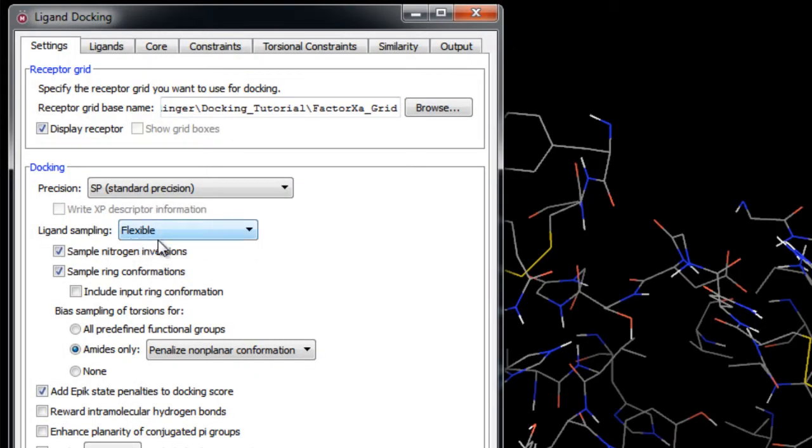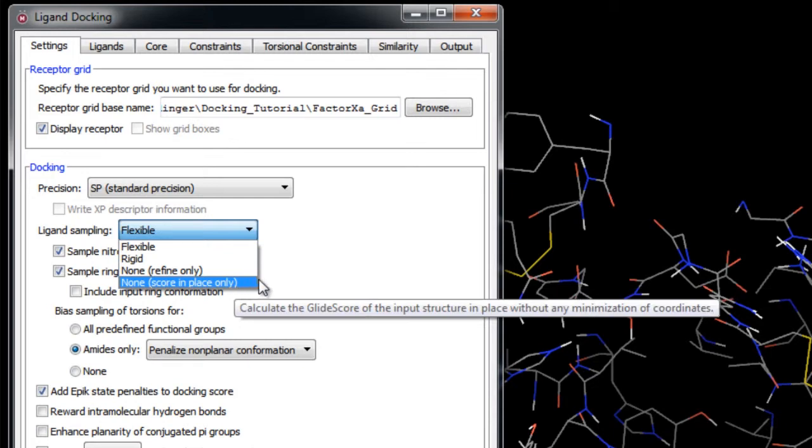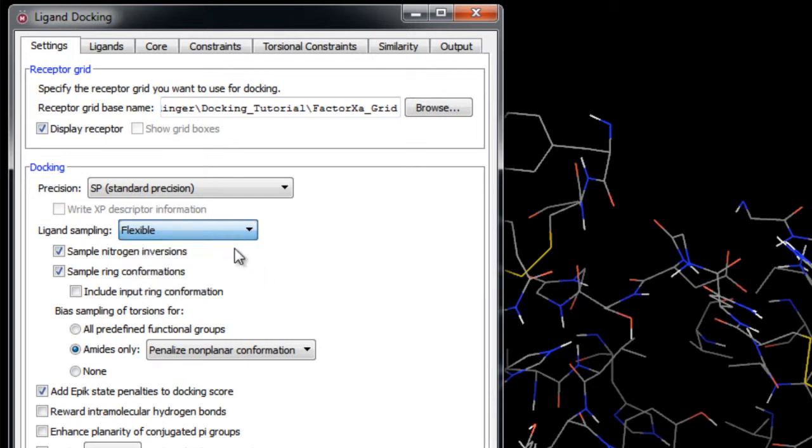In the ligand sampling section, we have the options to choose whether ligands are docked flexibly or rigidly, refined in place, or simply scored in place. The default is for flexible docking, where conformation generation is limited to variations around acyclic torsion bonds and pyramidal nitrogen inversions, such as in amines and sulfonamides.